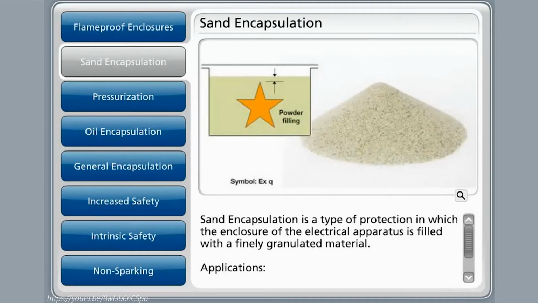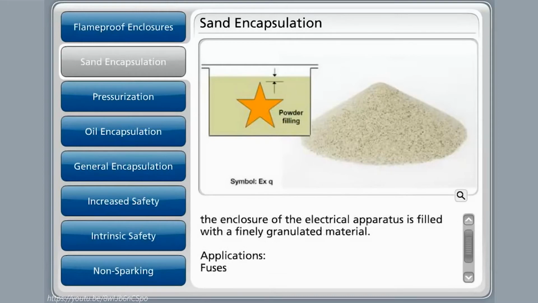Sand encapsulation is a type of protection in which the enclosure of the electrical apparatus is filled with a finely granulated material. This ensures electrical arcs occurring within the electrical apparatus will not ignite the surrounding atmosphere.